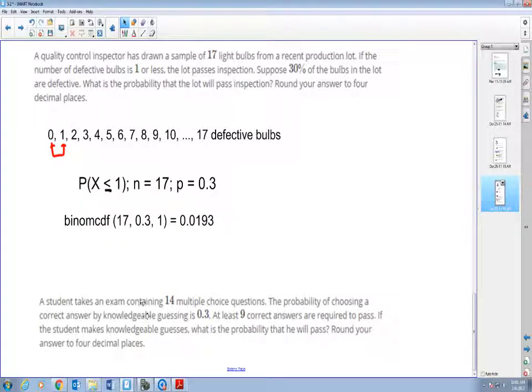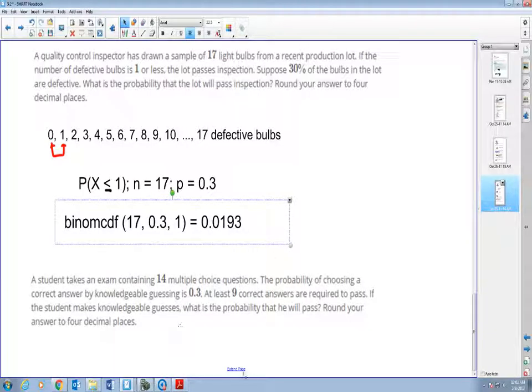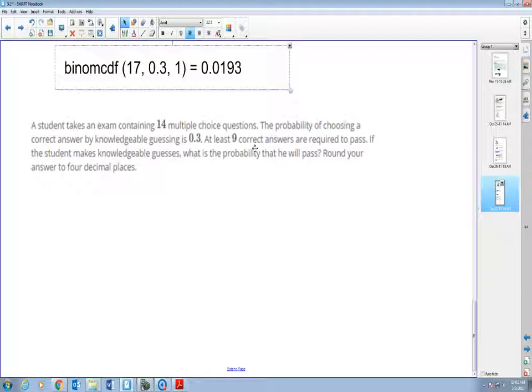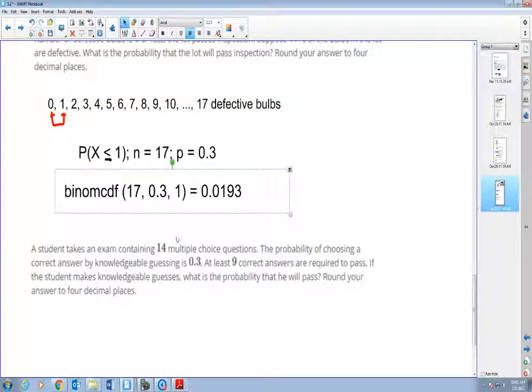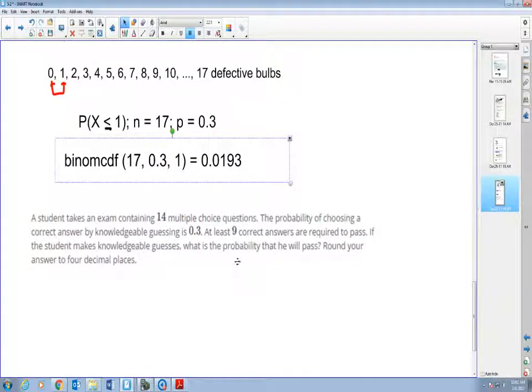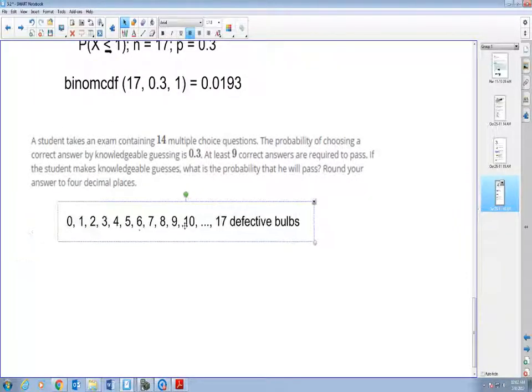Alright, interesting problem. The last one. Okay, one more, then we'll be done. A student takes an exam containing 14 multiple choice questions. The probability of choosing a correct answer by knowledgeable guess is 30%. At least 9 correct answers are required to pass. You've got to get 9 correct out of the 14.